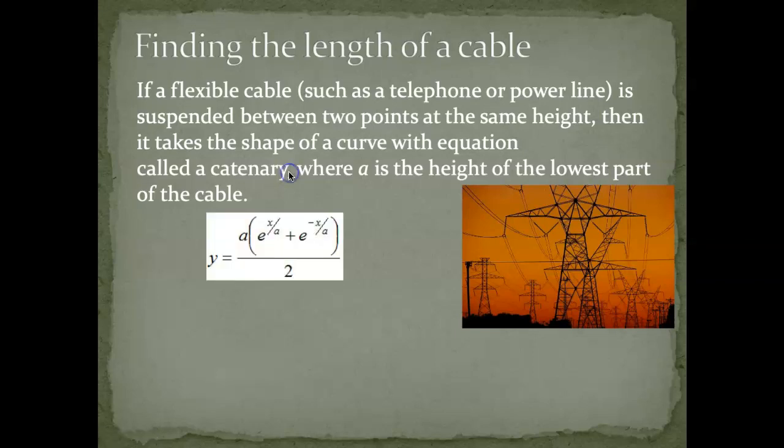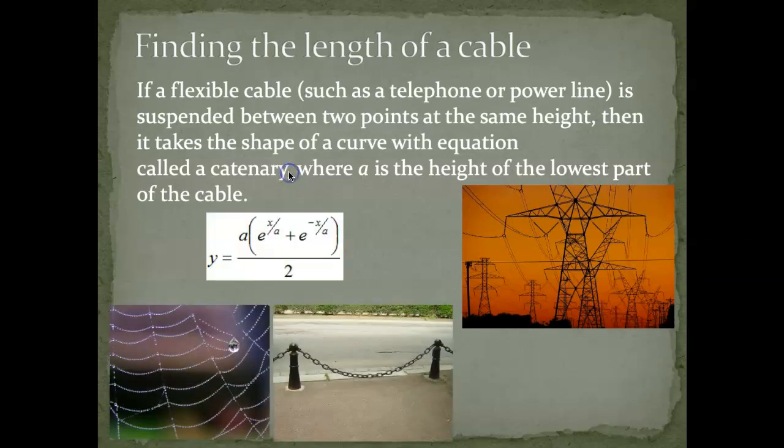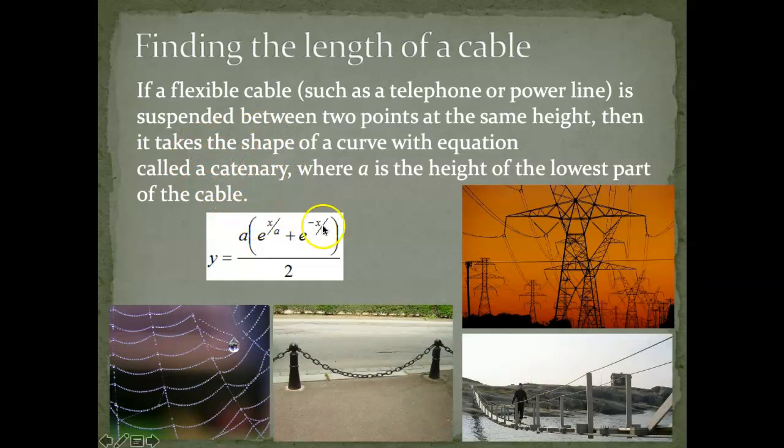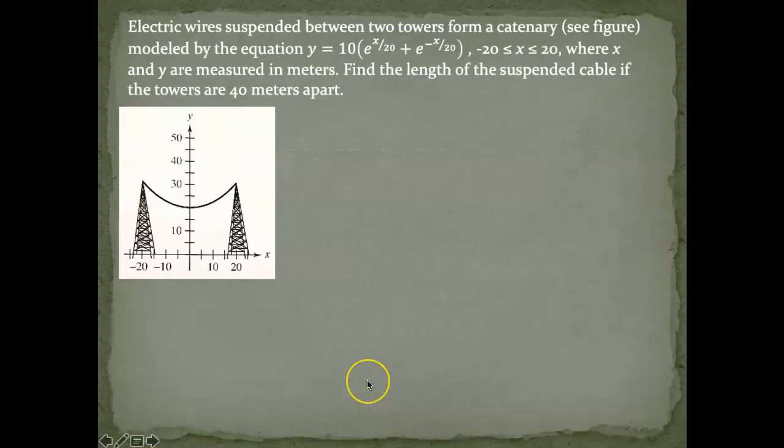So here are some examples of the cables that we're talking about. And this is the equation of the catenary, okay? So again, it's this type of curve here, all right? And again, it says that A is the height of the lowest part of the cable. So the lowest part right there or the lowest part right there. So let's do an example.